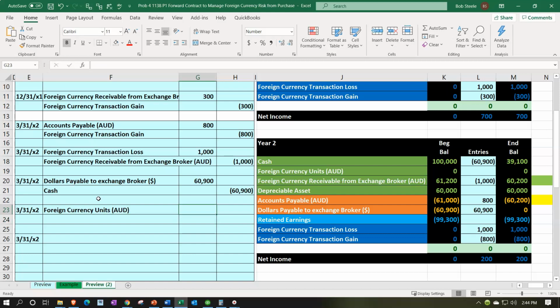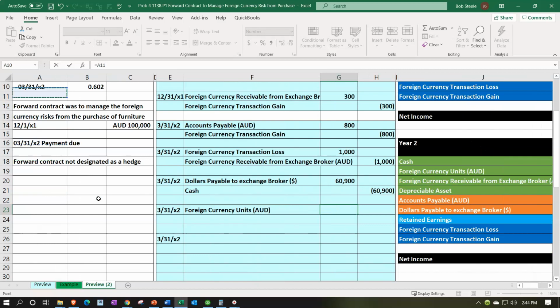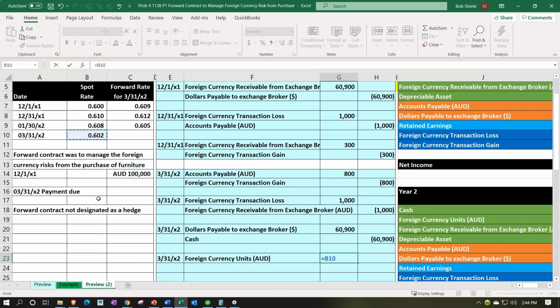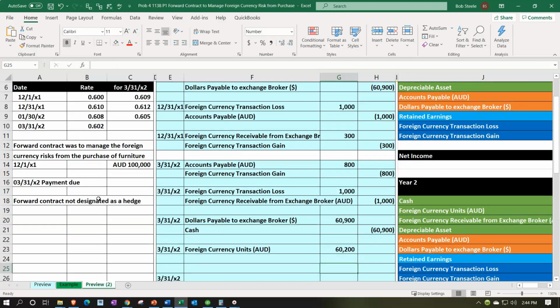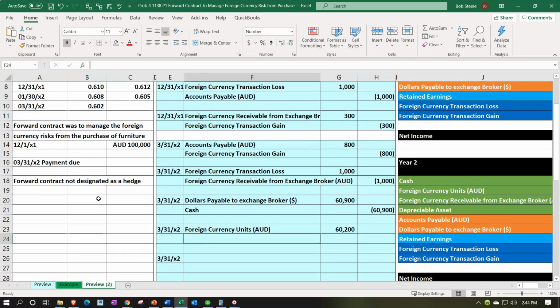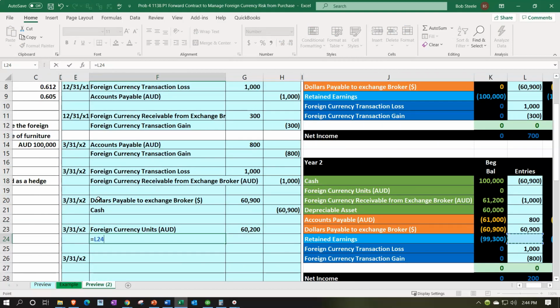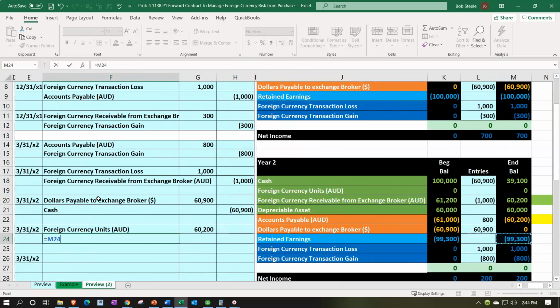And once again, we can recalculate it just so you can see where the calculation comes from. It's going to get that 60,200 once again. It's going to be the current spot rate times the $100,000. There we have it. And then the other side is going to be the cash is what we're getting, and we're taking down the receivable.